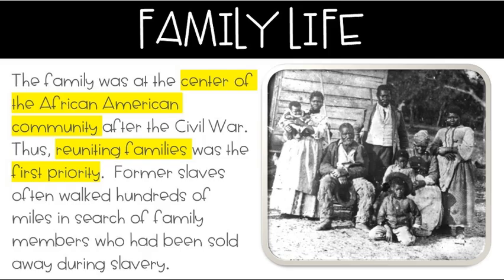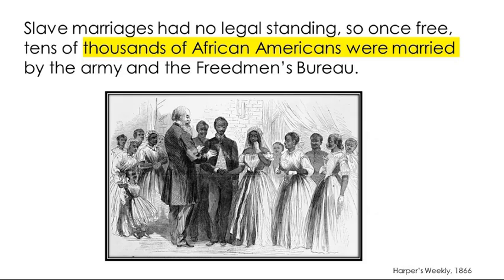Let's look at family life. Family life was at the center of the life of African American community after the Civil War. Thus, reuniting families was the first priority. Former slaves often walked hundreds of miles in search of family members who had been sold away during slavery. Slave marriages had no legal standing, so once they were free, tens of thousands of African Americans were married by the Army and by the Freedmen's Bureau.